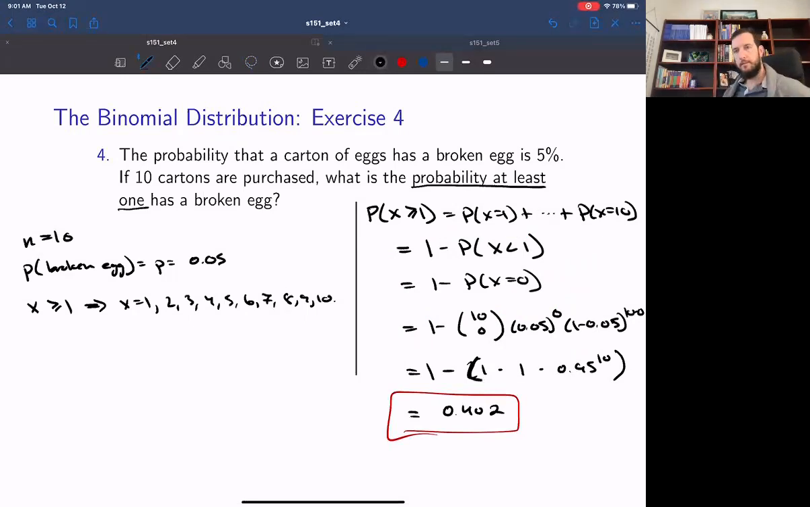All right. So much binomial. Any questions?